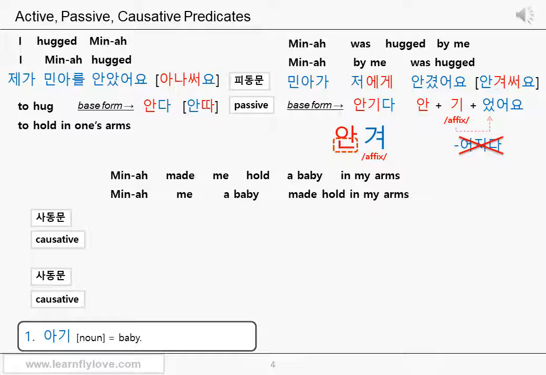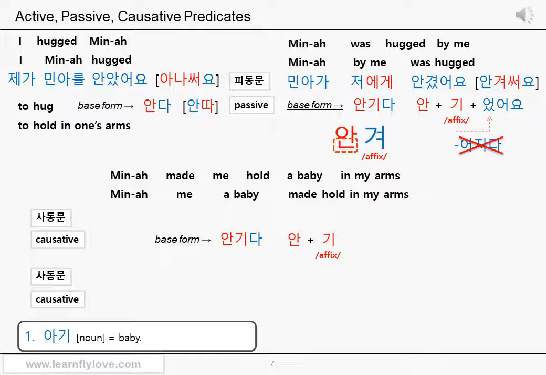This is the important part. Please listen carefully. Strangely, when you make a causative form of the verb 안다 in Korean, you add the same affix 기 that you used for the passive form to the stem 안. So 안기다 is both the passive form and the causative form of the verb 안다. And 안기다 here means you give something to someone and make him or her hold it in his or her arms.